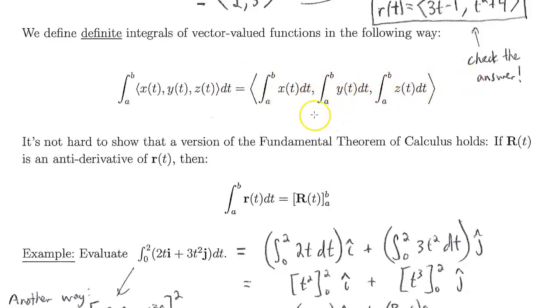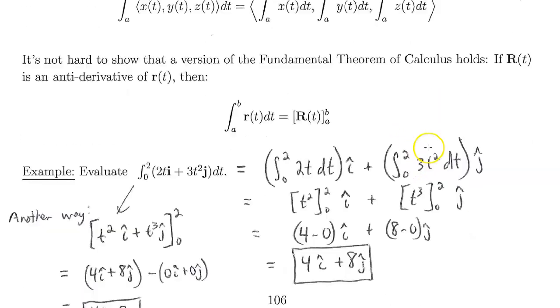Okay, now it's not hard to show that a version of the fundamental theorem of calculus holds. So if big R of t is an antiderivative of little r of t, then the integral from a to b of little r of t dt is that big R, that antiderivative, evaluated from a to b. So you plug in b for t and plug in a for t and subtract.